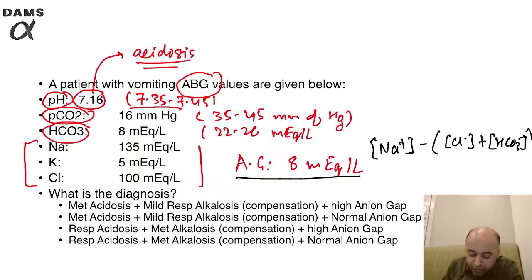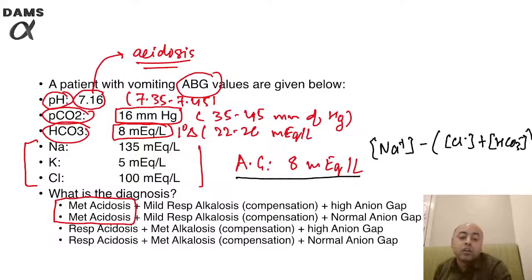Now, in this case, we find that PCO2 is not high, but bicarbonate is low. So this becomes the primary diagnosis, which means we are looking at metabolic acidosis. Now, PCO2, instead of being high, is becoming low. That means there is compensation. So respiratory compensation is there, and then the anion gap.